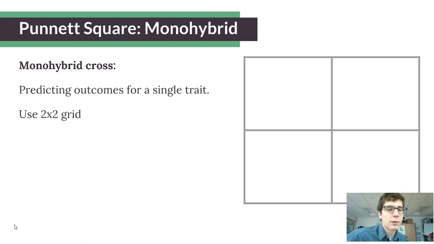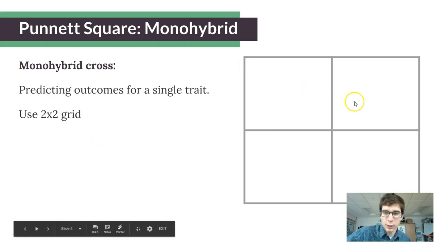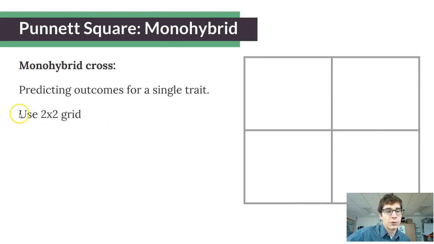A monohybrid cross is used for predicting outcomes of a single trait. So if we're doing a Punnett square for a monohybrid cross, we're only looking at one particular trait. Maybe it's flower color, maybe it's pea pod shape, maybe it's something like freckles, okay? It's a single trait. First step is we're going to construct a 2x2 grid like I have here. And I want you to write that down. Step 1, use a 2x2 grid or create a 2x2 grid.